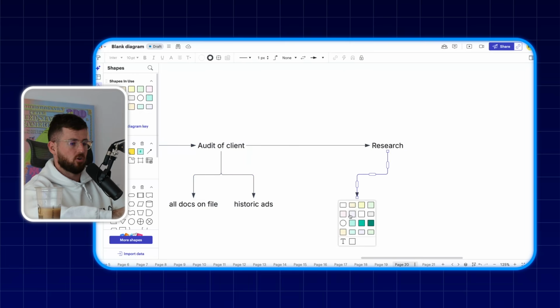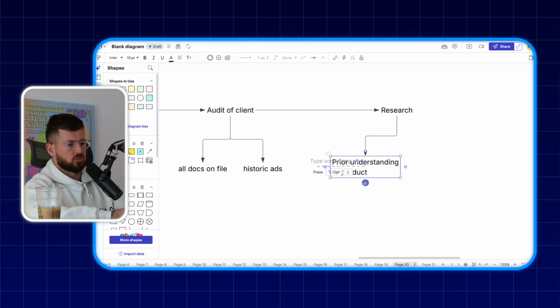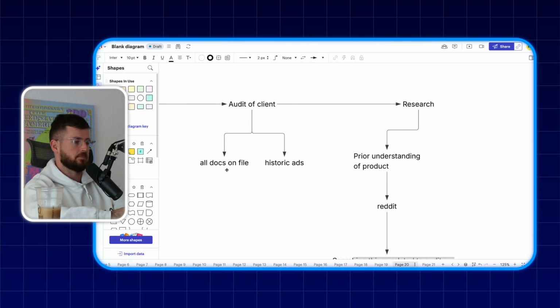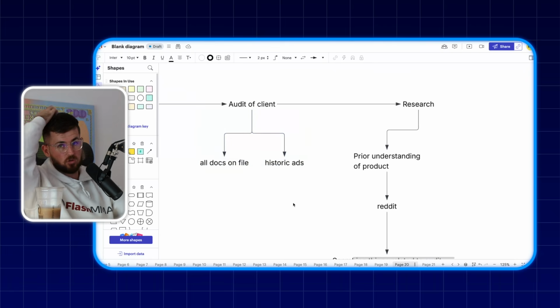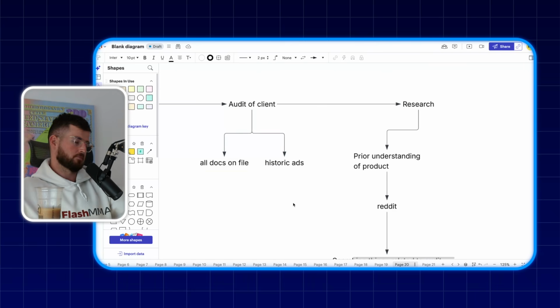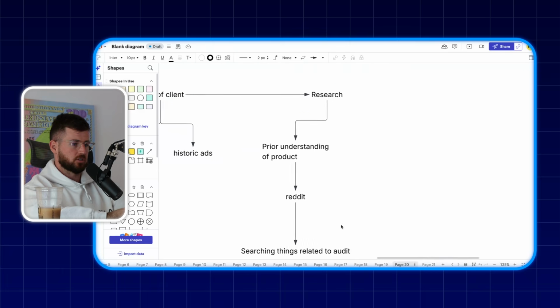So if we have stuff on file, or prior understanding of the product, then what I'll do is I'll start going on Reddit and start searching things related to the audit. In this case with this client, because they had things on file, I immediately went on Reddit and started searching restaurant owners plus pain points that they have had in the past. And it allowed me to start getting a bunch of information.